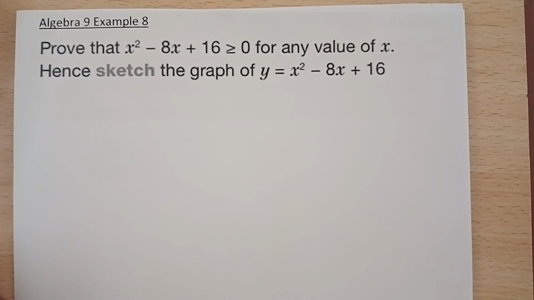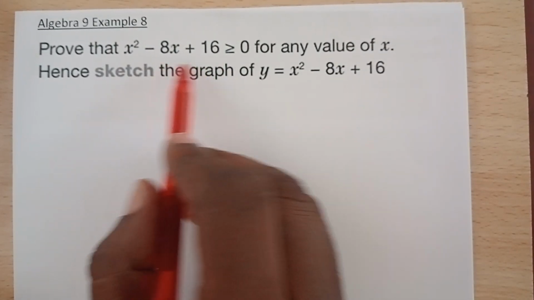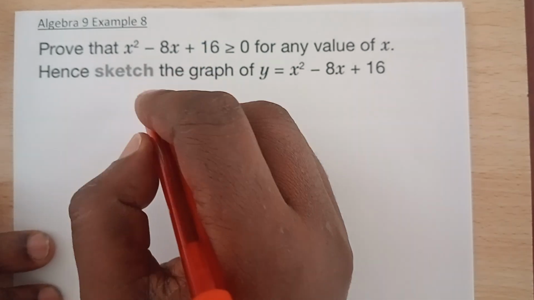Kamotho. In this video we are following slide number 9, which is telling us to prove using completing the square. In example 8 we are supposed to prove that x squared minus 8x plus 16 is greater than or equal to 0 for any value of x. Hence, sketch the graph of y equals x squared minus 8x plus 16. This is what we are supposed to prove for all values of x by the use of completing the square.